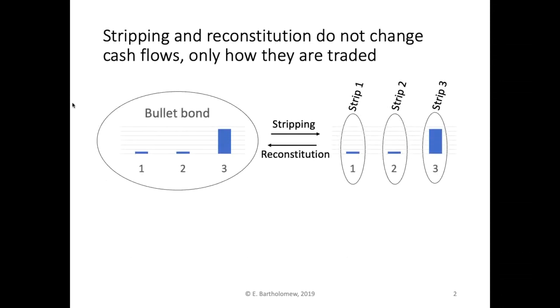So to understand this, let's look at an illustration. Suppose we have a bullet bond here represented by these three cash flows. We've got some coupon payments and then a final payment of principal and interest. We strip these so that each of these cash flows occurring in year 1, 2, and 3 are now traded as separate instruments: strip 1, strip 2, strip 3.